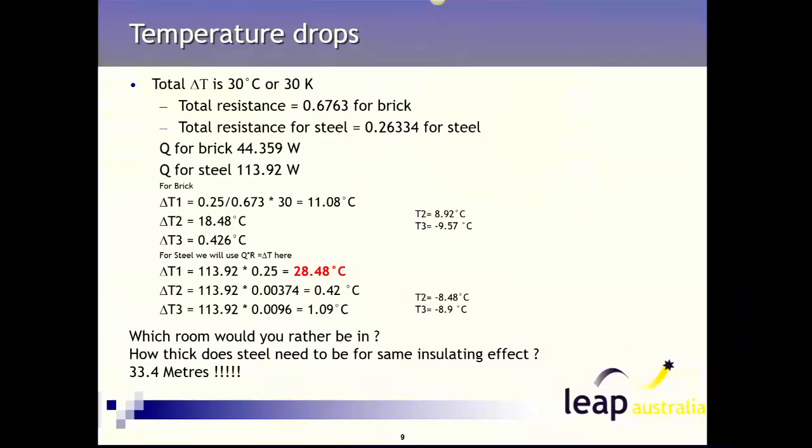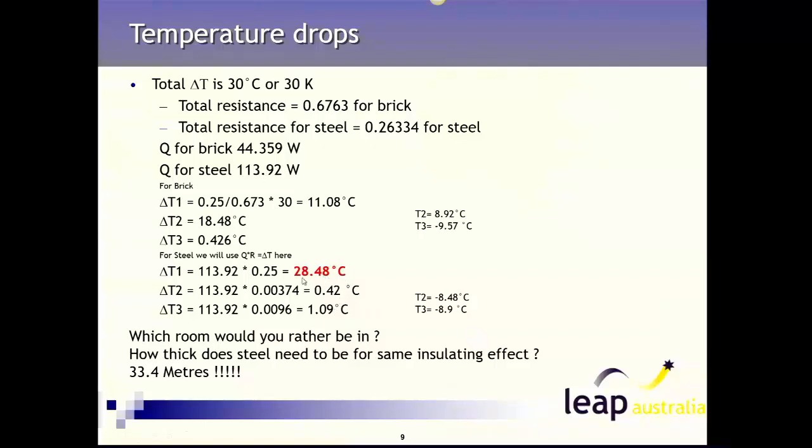Okay, so for a steel wall, there's a lot more heat being extracted by the outside air. If we look at the temperature drops, for a brick wall we've got 11 degrees on the inside air, 18 degrees through the wall, and then 0.4 on the outside boundary layer. If we have a steel wall, on the inside we get a 28.5 degree temperature drop. Across the wall, it's hardly anything, and on the outside it's 2 times hardly anything.